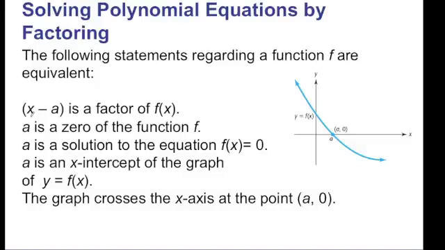We've done this before. If we have a polynomial function f of x, then x minus a is a factor of f of x. That happens when a is a zero of the function, when a is a solution to the equation f of x equals 0. (a, 0) is the x-intercept on the graph, and the graph crosses the x-axis at the point (a, 0).